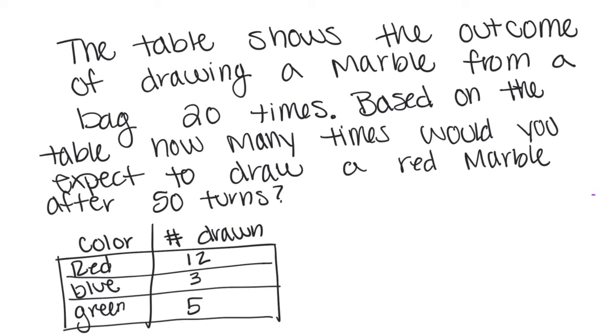And we are going to practice using tables, reading tables, interpreting them. Okay? So, the table shows the outcome of drawing a marble from a bag 20 times. Based on the table, how many times would you expect to draw a red marble after 50 turns? Okay, so like I said, I take the probability of red times the number of turns. Okay?